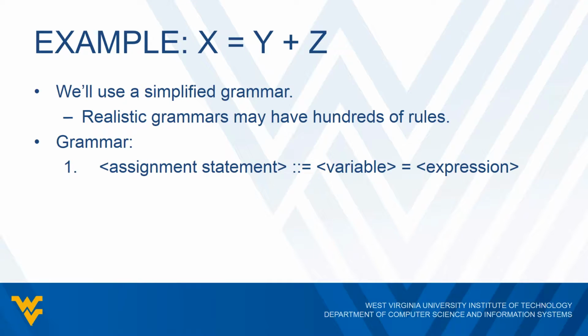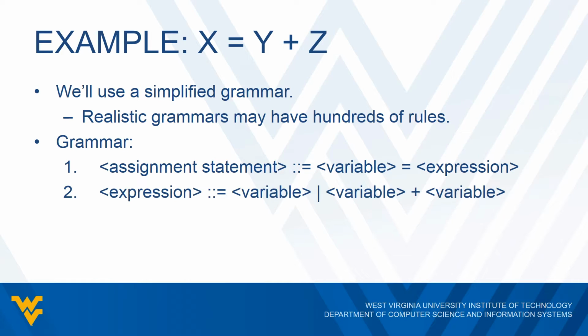The first one is that an assignment statement is defined as a variable, then an equal sign, and then an expression. Now, expression is a non-terminal that's defined as either a variable non-terminal or a variable plus another variable. So the plus sign is another symbol here. And then finally, the variable non-terminal will be defined as either the x terminal, the y terminal, or the z terminal. So x, y, and z are going to be our terminals in this case.